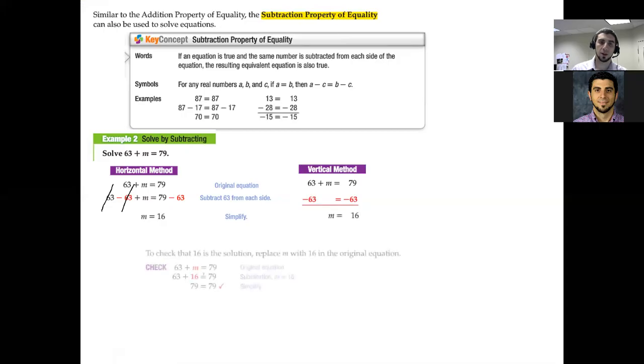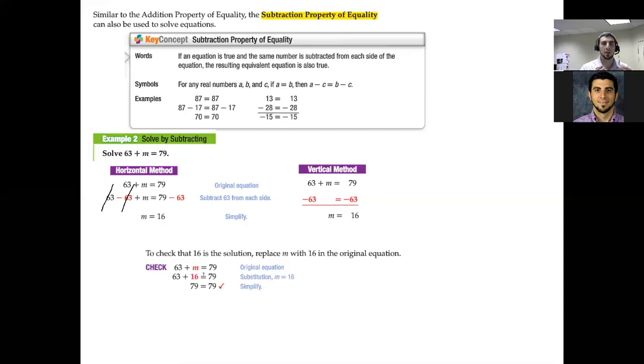Okay? Now, to check them, you take the solution and replace it in the original equation that you started with before you did anything to it and see if it works. So we're going to substitute or replace the m with a 16, and 63 plus 16 equals 79.